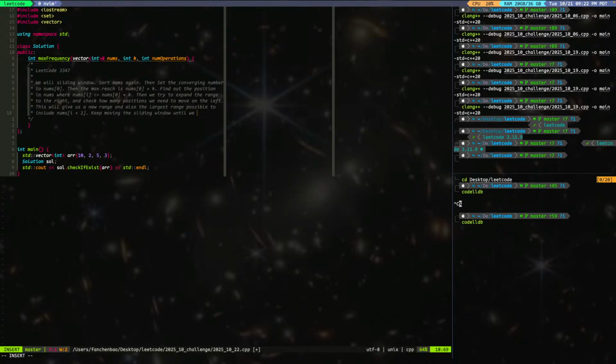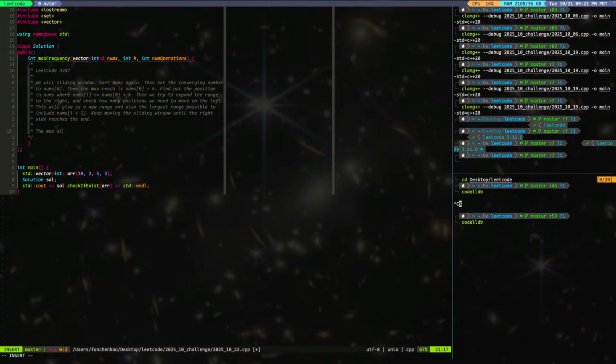Until the right side reaches the end. Yeah, until the right side reaches the end. The max size of the sliding window is the answer.